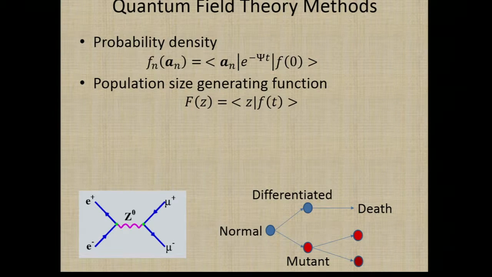I'm not going into the details, but for example, here's a kind of matrix element. This gives you the probability density function. Another thing that population dynamics are interested in is the distribution of the size. We can also get that out.